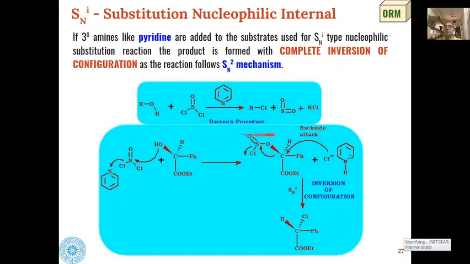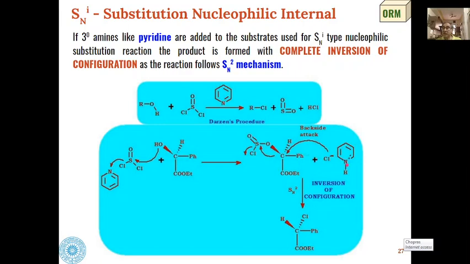And this procedure is known as Darzens' procedure for synthesis of products with inversion of configuration. So here the alcohol, like in the previous case, attacks the sulfur, and this halogen is taken by the pyridine, and we get this type of ester intermediate in the reaction. And then the transfer of the halogen takes place from the outside, not an internal arrangement.